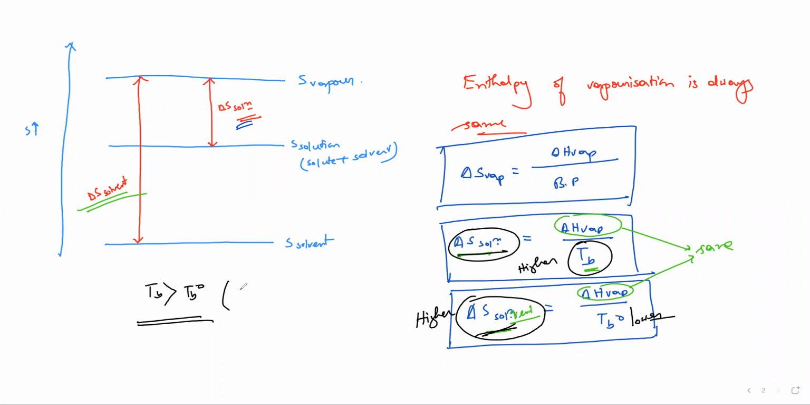Is it clear? This is the proof according to thermodynamics. Okay, write it down quickly.